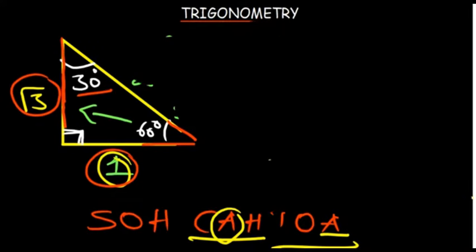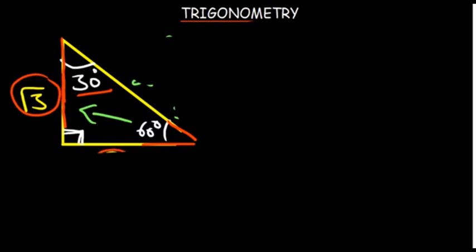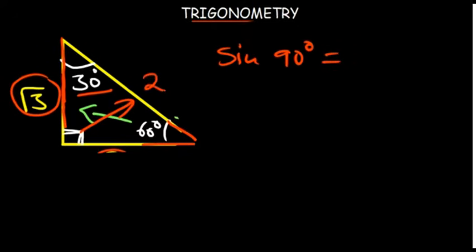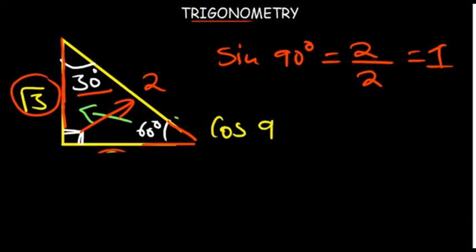Of course, you can talk about 90 as well. Look at the angle 90 itself. If you look at 90, the opposite is the hypotenuse. So when you say sin 90, what's the opposite? The opposite is 2 itself. And what is the hypotenuse? Still 2. So sin 90 is basically equivalent to 1. What about cos of 90? Cos 90 is equivalent to what?